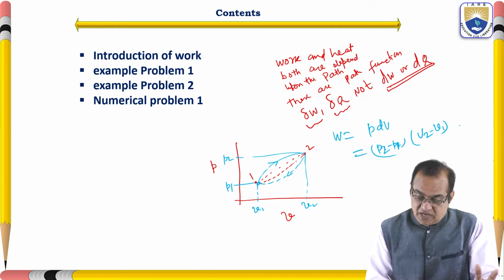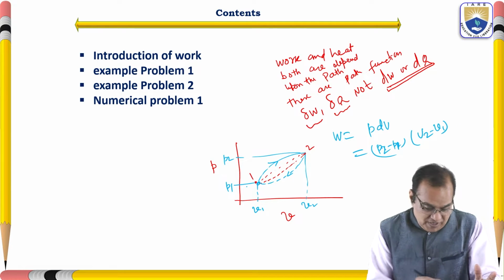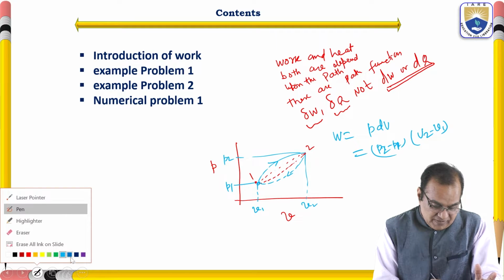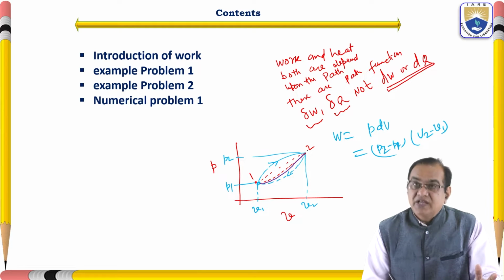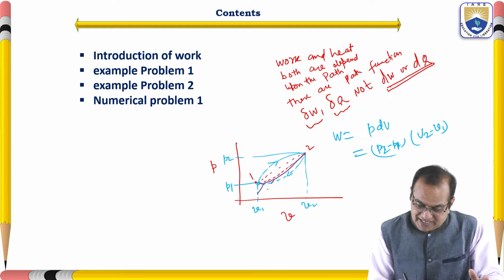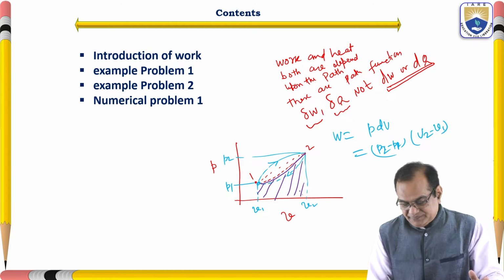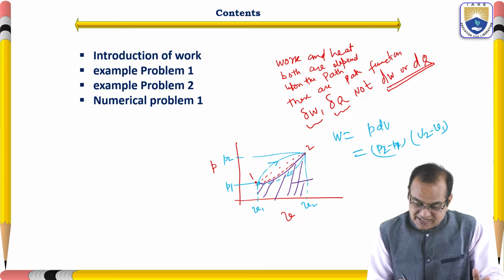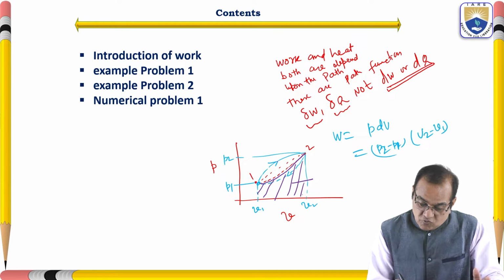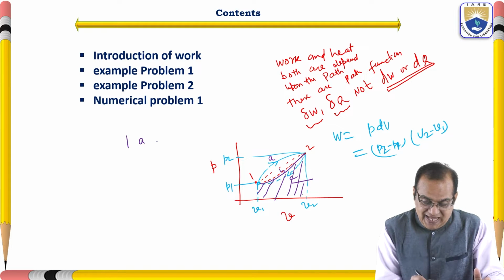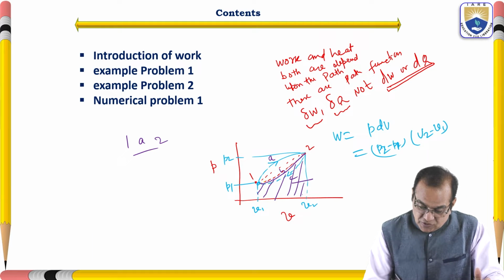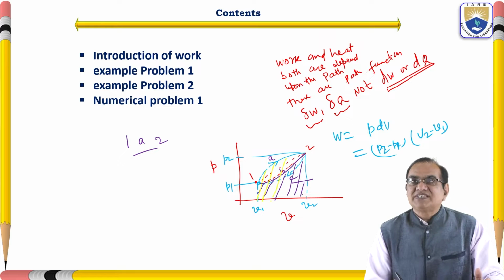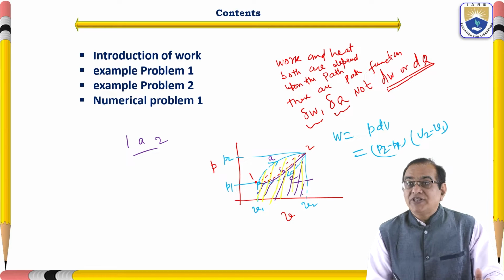But the work done is dependent upon the path. I will put some other color. If it is going from here to here, the work done is the area under this, the work done for this process. But if I am writing A, B and C, and it is going 1, A and 2, then the process may be like this, and the area is from here to here, this area. So it is more than this.